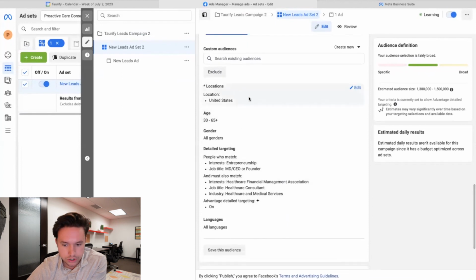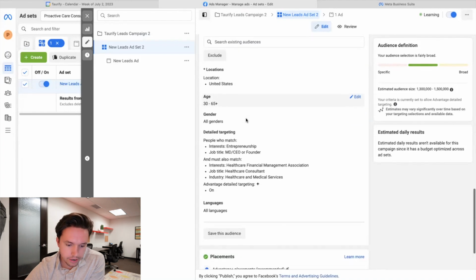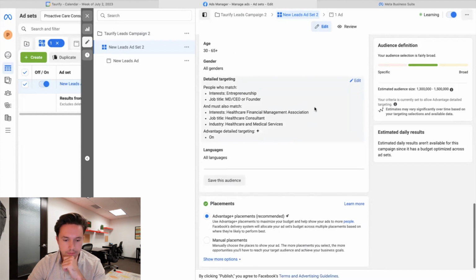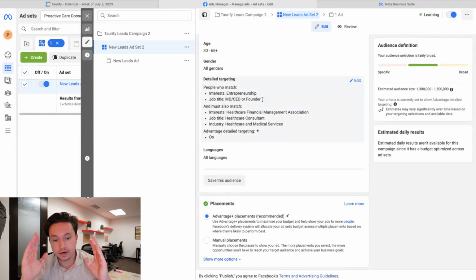The location we wanted was just in the United States, so we stuck there. Age 35 and older. Most people who are going to be business owners are probably going to be in that area. All genders. So here's where I wanted to talk mostly about the detailed targeting. So we wanted people who are entrepreneurship minded, self-starters, business owners, people like this, CEOs or founders, but also people who are interested in healthcare consulting or the medical industry.